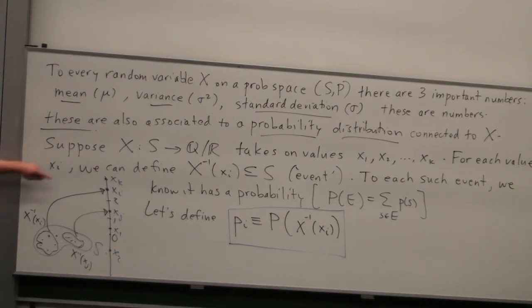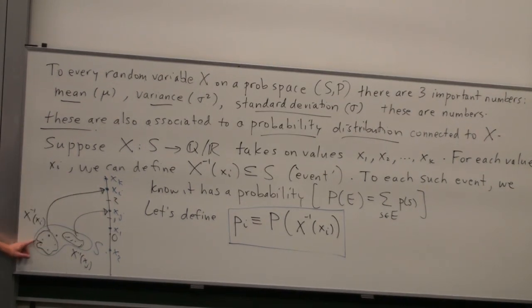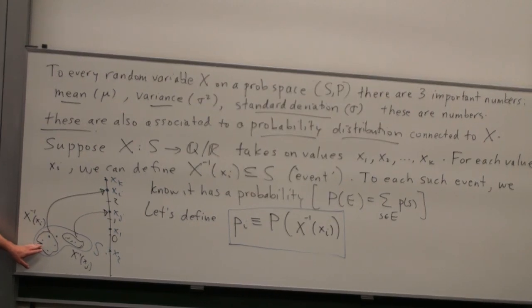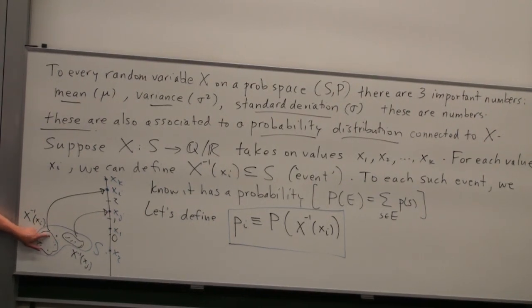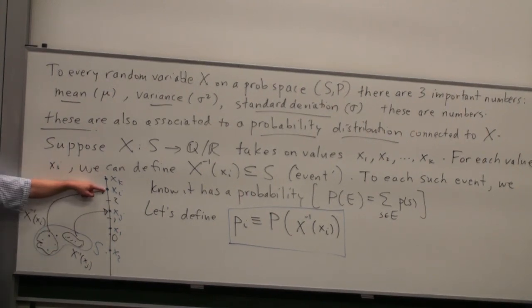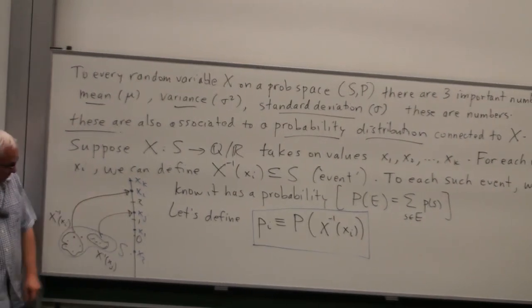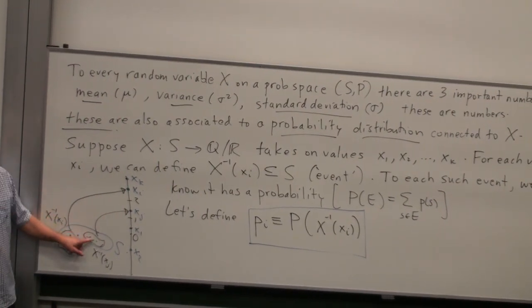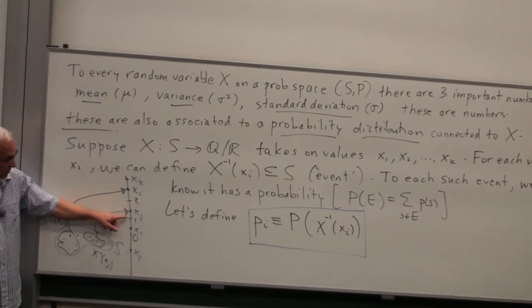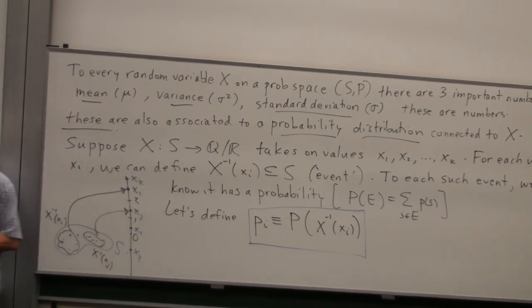So in other words, for this xi here, we would look to see all the s's that get sent to that. And then we look at that set and say, what's its total probability? We have to add up all the probabilities of all the things in this set. And we say that's the probability of xi happening. For xj, we would say that its probability is the sum of all the probabilities here. So each one of these values gets associated with a probability pi.